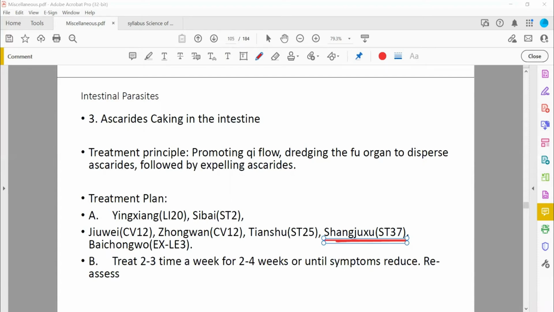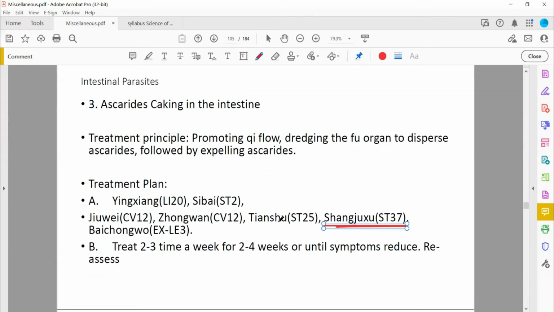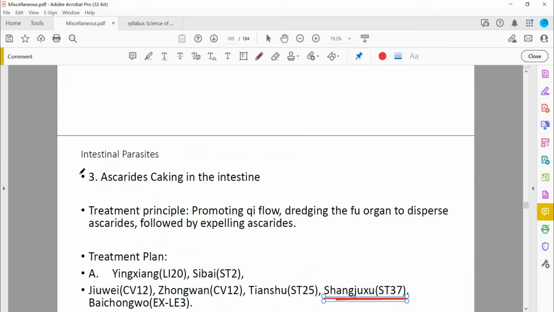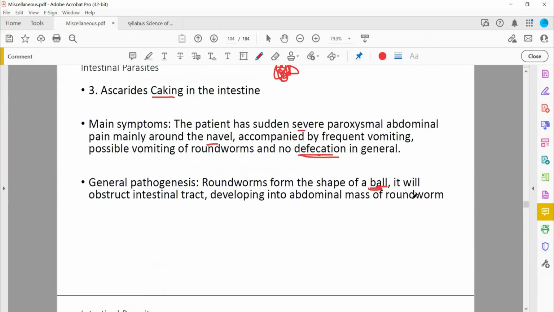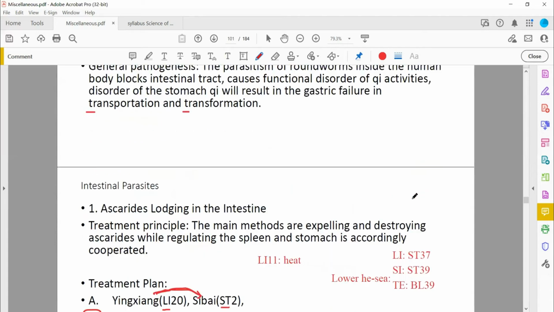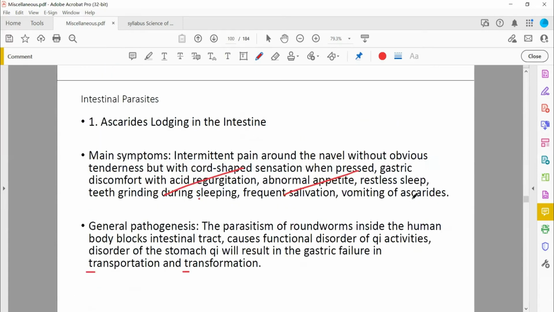Excuse me, I have one question. What's the keyword for this case? If we see this in the exam, what's the keyword for this situation, for the parasites? Yeah, this one's a very special one. Let's see the first one.